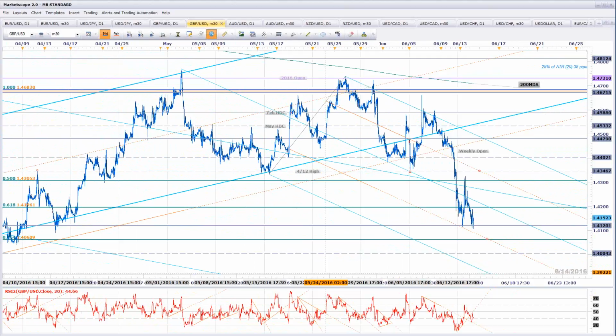Okay, my notes say weekly opening range is preserved. Big week still. Yeah, I went over that. Okay, so that is the British pound.